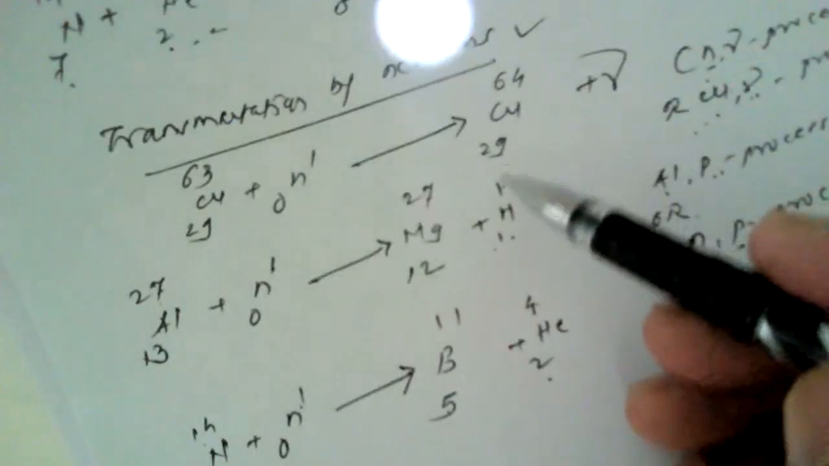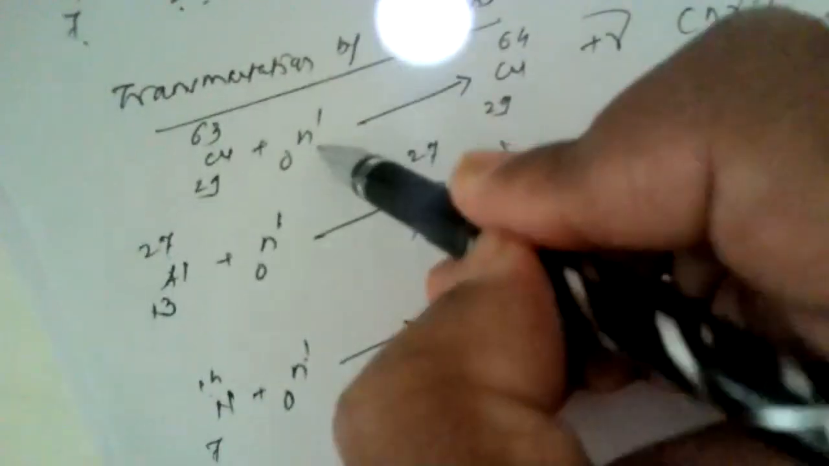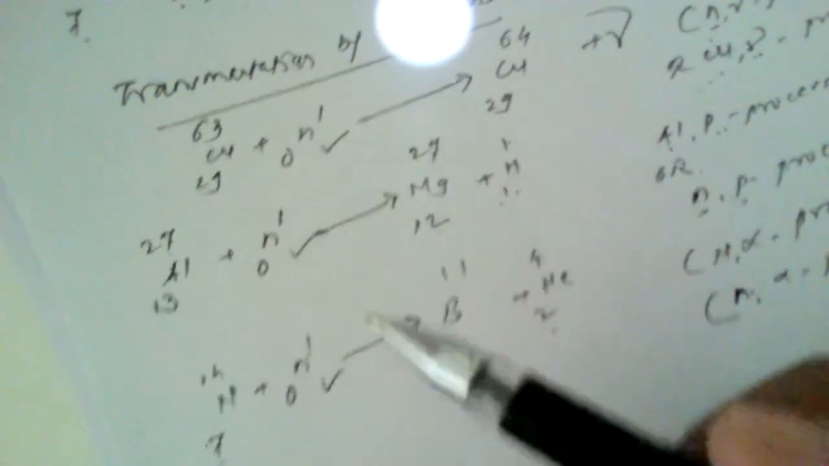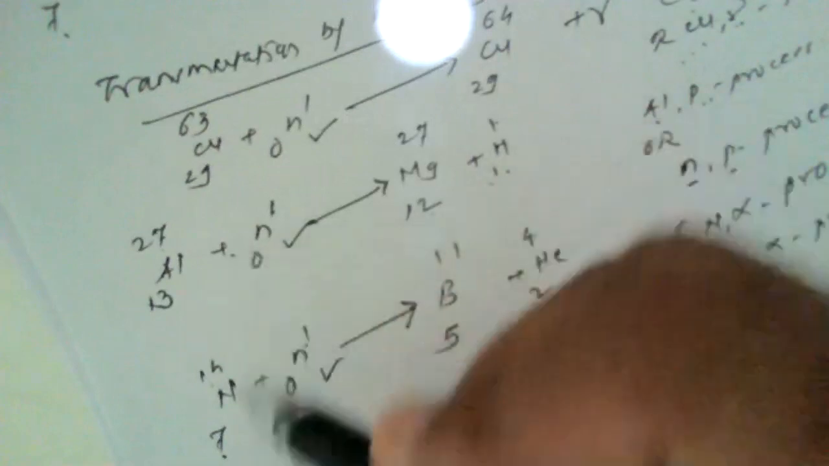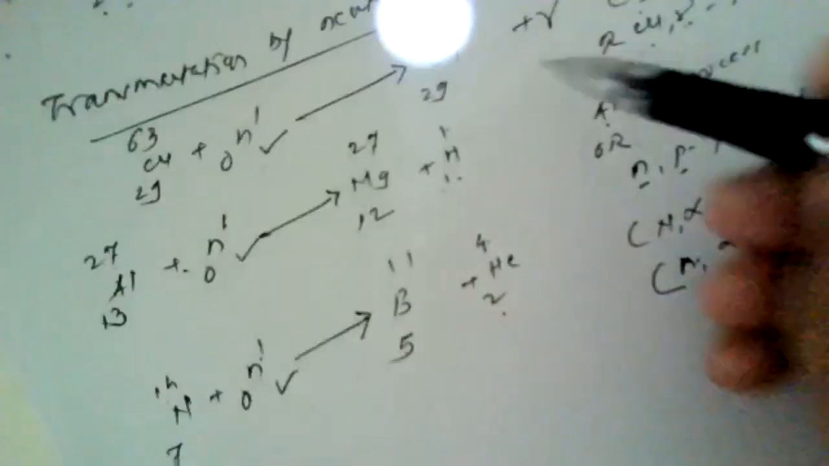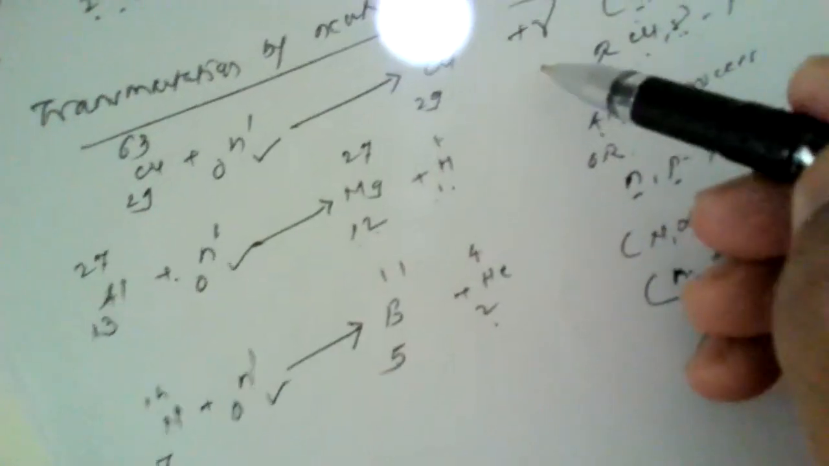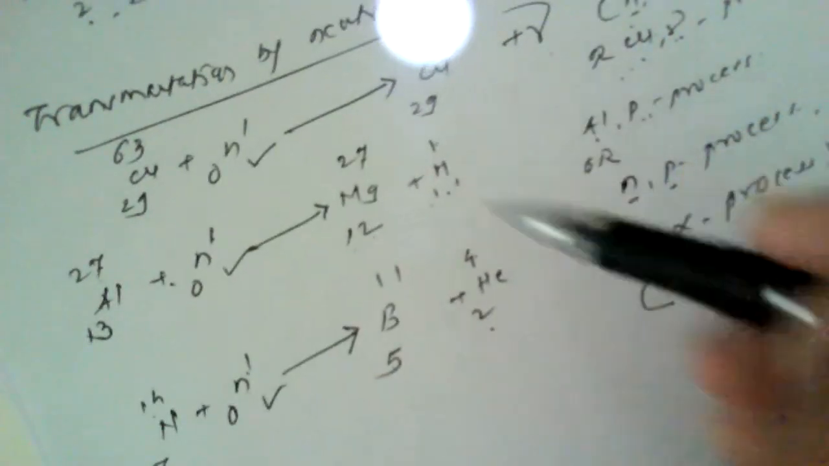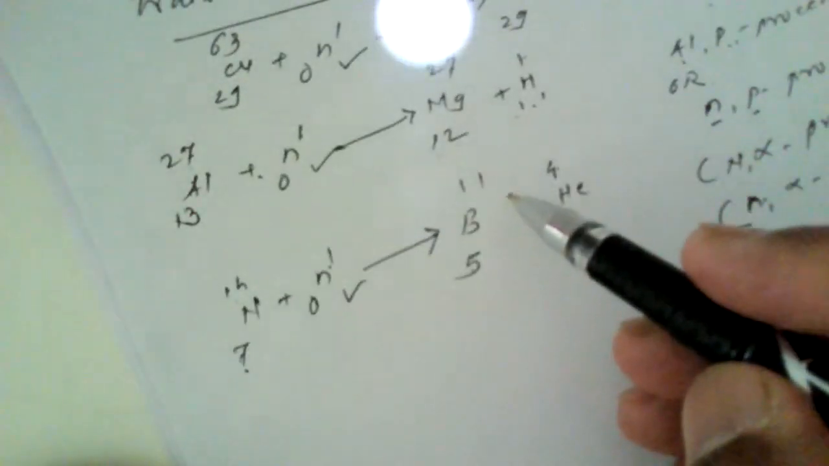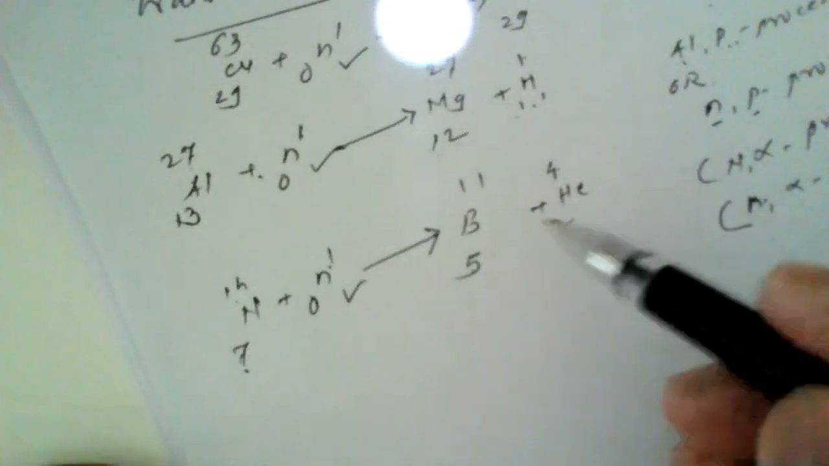So this is how, these are the three representative examples where we have used neutrons as projectiles with copper, aluminum or nitrogen. They yield the corresponding product, and with the ejection of particles such as gamma radiations, protons and the alpha particles. So this is about artificial transmutation by neutrons.